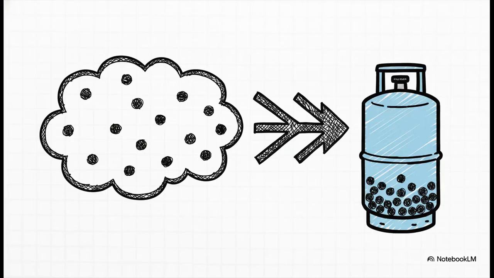You see a very practical application of this in your kitchen every day: the cooking gas, or LPG cylinder. A very large volume of gas is compressed and squeezed into that small cylinder. This is only possible because of the huge amount of empty space between the gas particles that can be reduced.